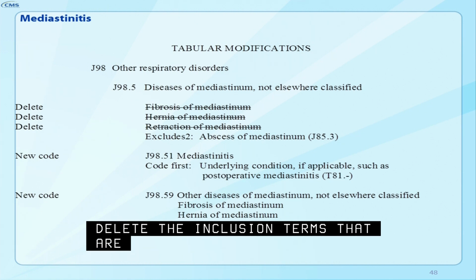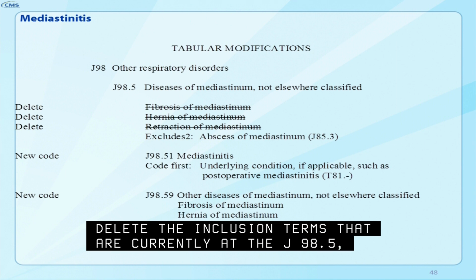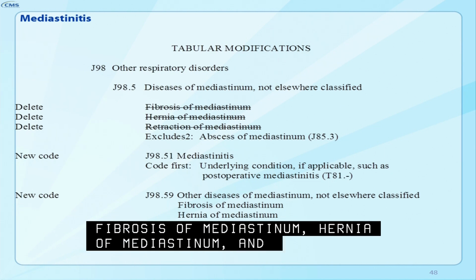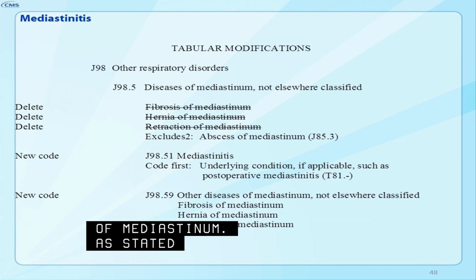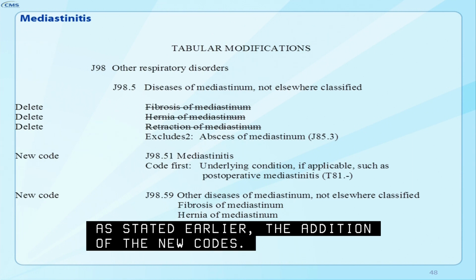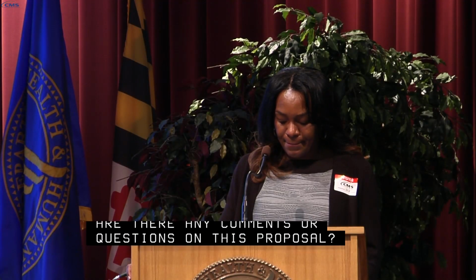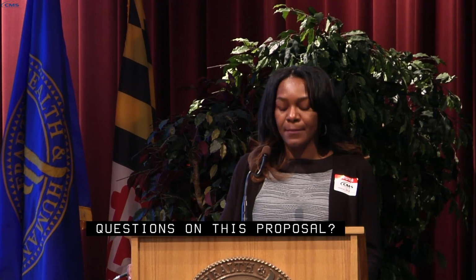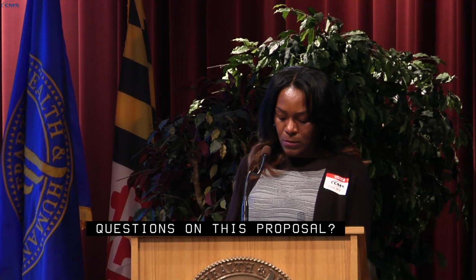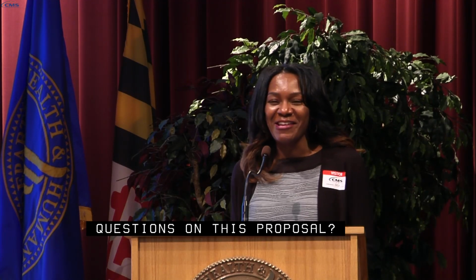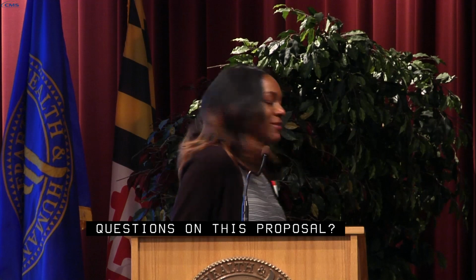So I'll list those and see if there's any comments or questions. Those inclusion terms are the fibrosis of mediastinum, hernia of mediastinum, and retraction of mediastinum. And then, as stated earlier, the addition of the two new codes. Are there any comments or questions on this proposal? No. Okay, she changed her mind. Okay. Thank you, Dr. Utter. I think that's it.